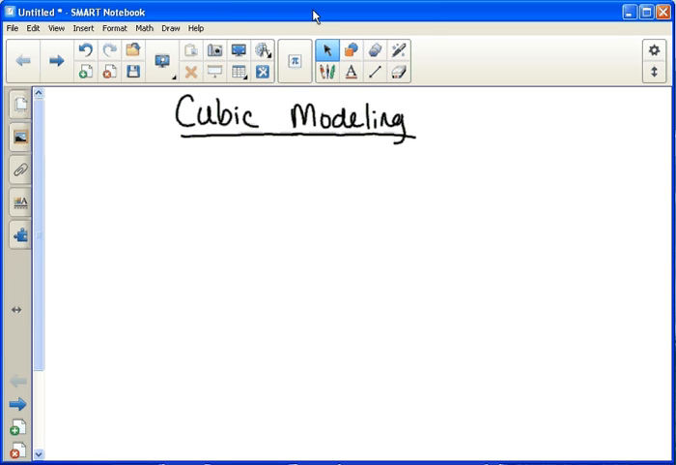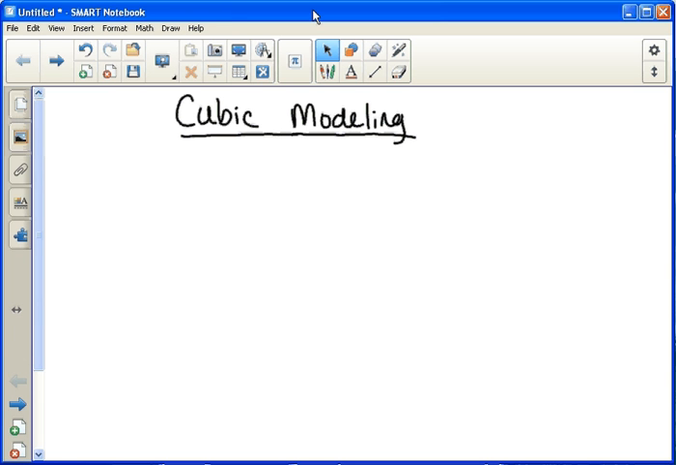Most of this chapter has been on quadratic modeling. We've used quadratic equations, we've solved them with factoring and the square root method and the quadratic formula, and we figured out how to find their max and mins at the vertex and things of that nature. But we're going to look a little bit also at cubic functions.